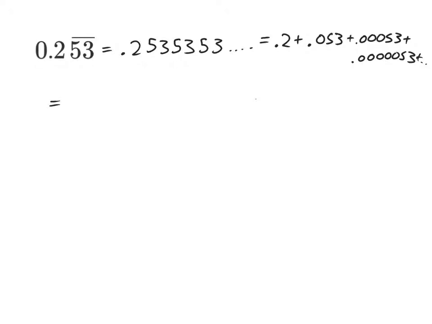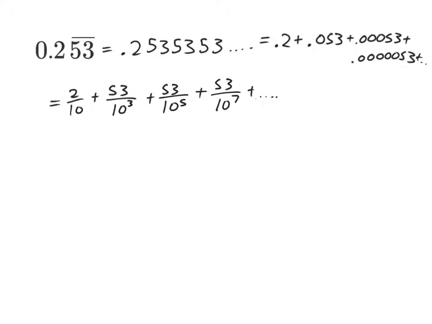So 0.2 is the same thing as 2 over 10, plus 0.053, that's going to be 53 over 1,000. Or I could rewrite this as 53 over 10 to the third, since I need to move 1, 2, 3 decimals over. This needs to go over 1, 2, 3, 4, 5. So I can write this as plus 53 over 10 to the fifth plus 53 over 10 to the seventh plus everything else.